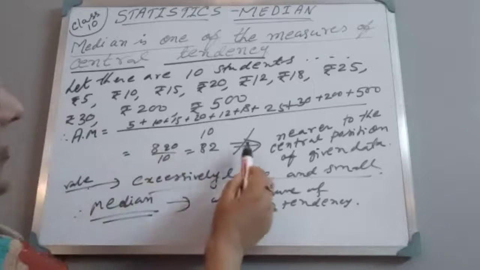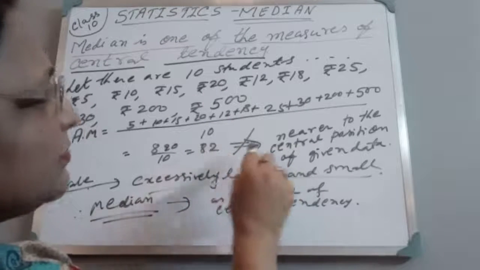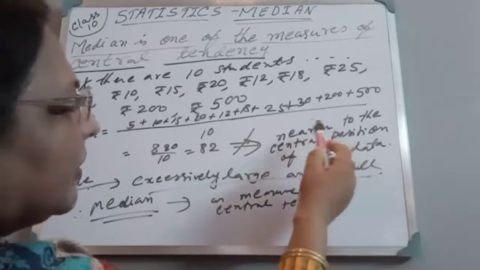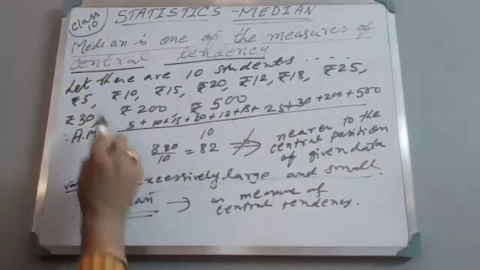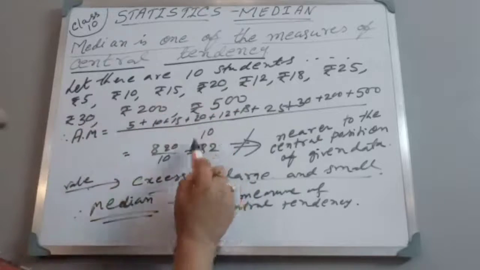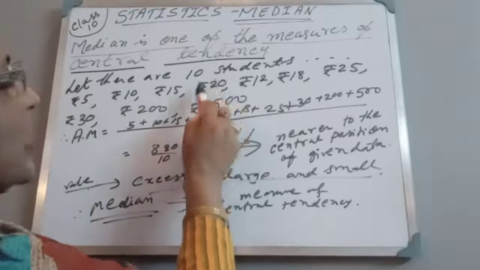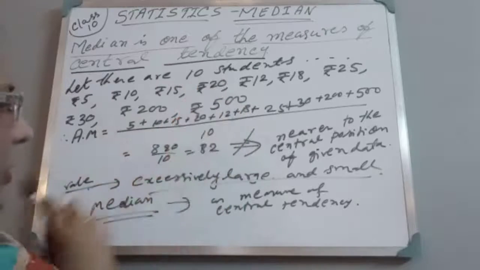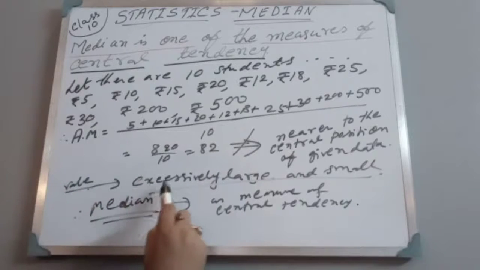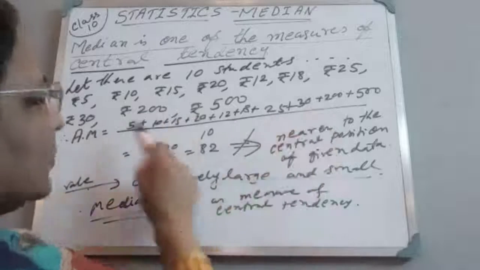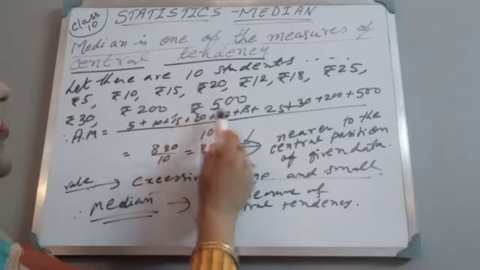Okay, but we can see that this 82 does not belong to the nearest position, that means nearer to the central position of the given data. These are the given data, but 82 does not belong to this data. It is not the nearest to the central position. So why is this happening? Because excessively large and small values are there: rupees 5 is one value and the other value is rupees 500.